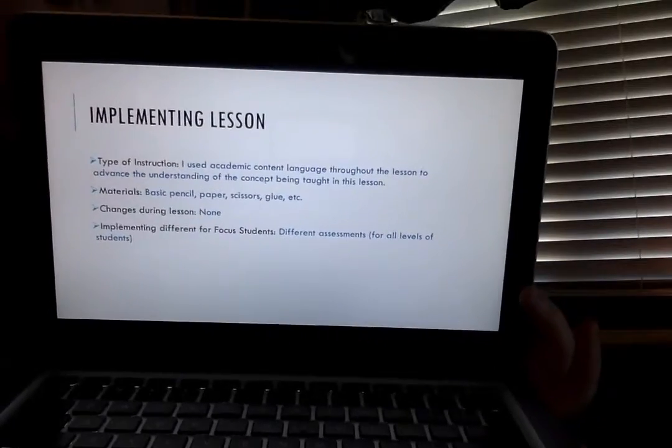For implementing the lesson, the type of instruction that I used was academic content language throughout the lesson to advance the understanding of the concept being taught in the lesson. The materials I used were the basics: pencils, paper, scissors, and glue, but I also had the materials for each of my activities, which I will be showing you later, but I have laminated game boards, paper clips, counters, clothespins, all that stuff that went along with my hands-on activities for small group.